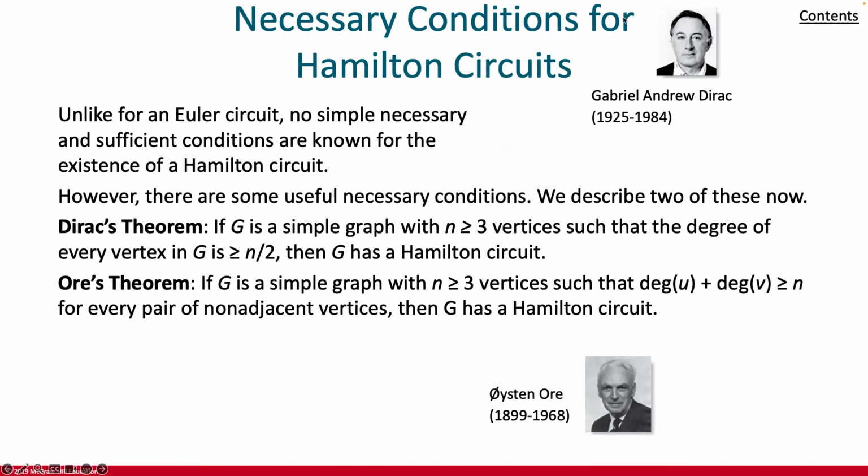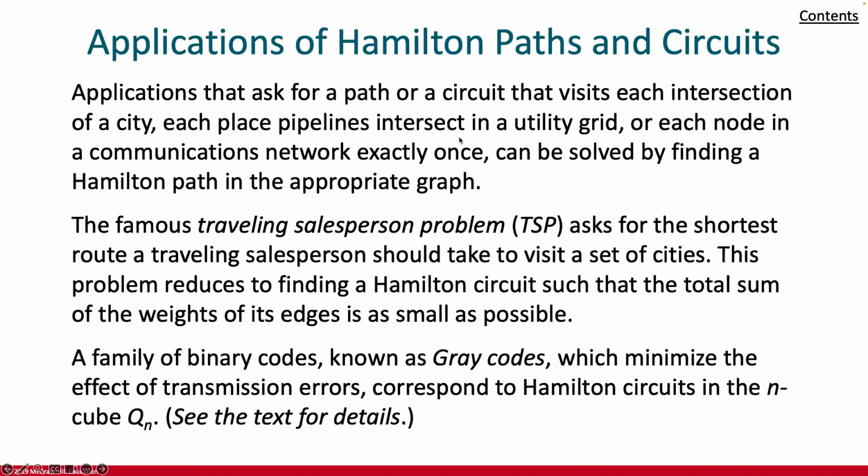In terms of some necessary conditions for Hamiltonian circuits, unlike an Euler circuit, no simple necessary and sufficient conditions are known for existence of a Hamiltonian circuit. There are some useful sufficient conditions, Dirac's theorem and Ore's theorem. And so I recommend that you refer to Rosen and read a little bit about these two individuals to get some perspective on that. And finally, our last chart for this chapter that we're going to cover.